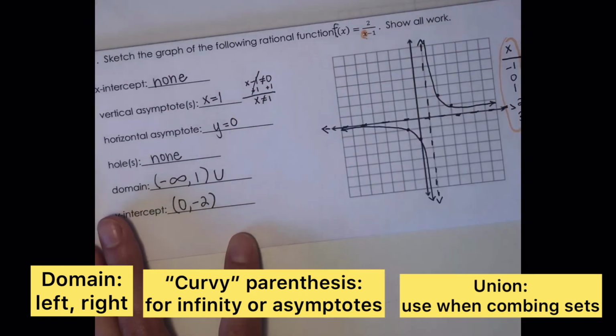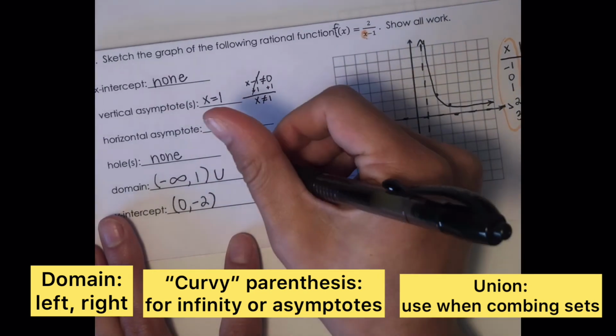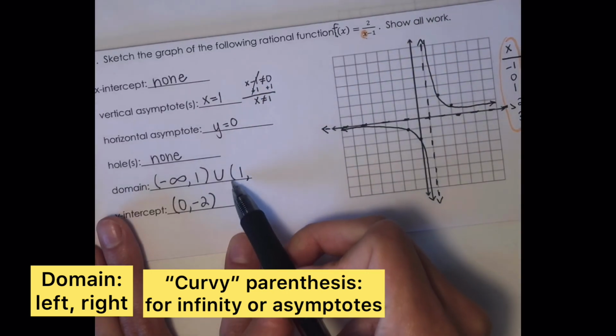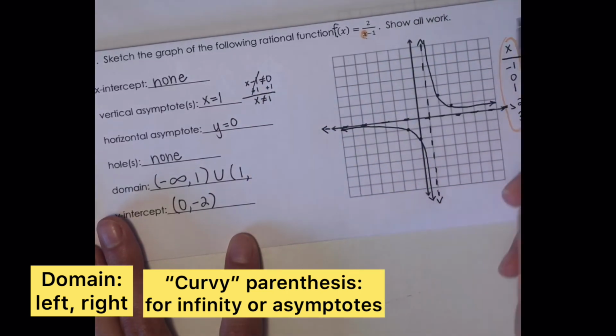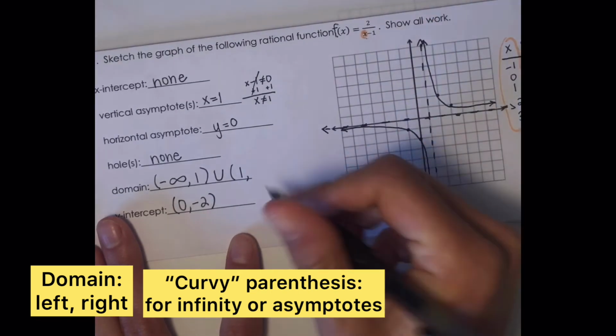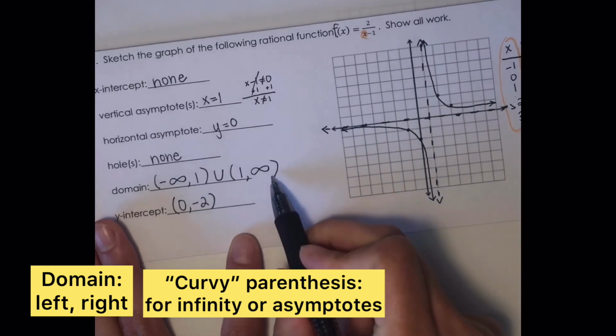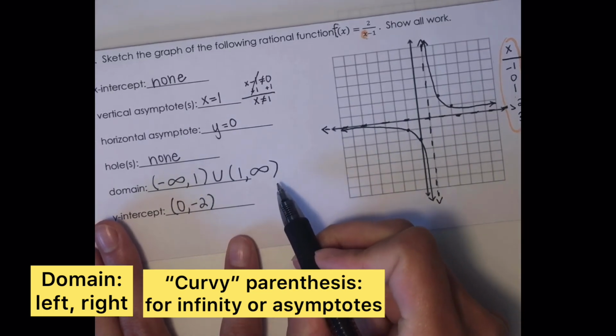Union, which you use if you're combining two sets. And then 1 continues, open parentheses because we never reach there. Let me put an arrow here. Comma, +∞, because we're going to the right. Open parentheses because we'll never get there.